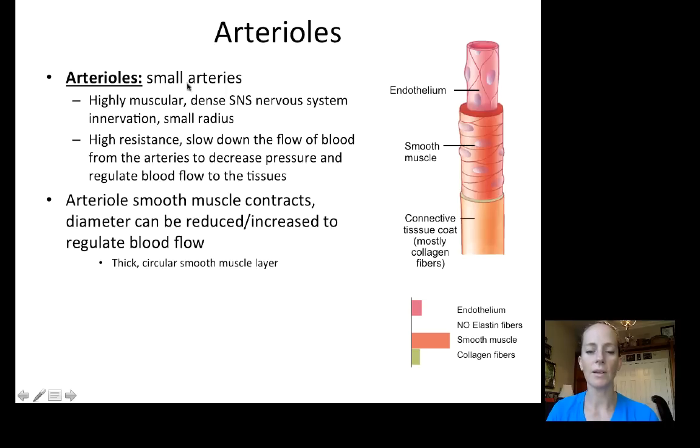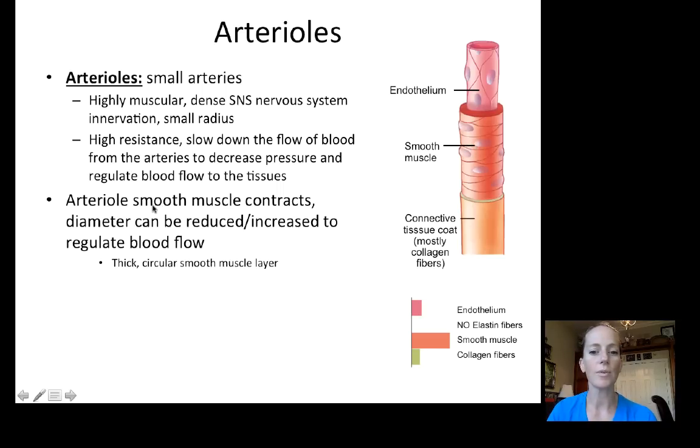From the arteries then we go into the smaller vessels away from the heart, and these are arterioles. Arterioles are highly muscular. They have very dense sympathetic nervous system innervation. So shown here, you can see that there is a lot of smooth muscle in the arterioles. They are very nicely rounded vessels with a smaller radius than the larger arteries. They do have a connective tissue layering, but they do not have any elastic fibers like you see in the large arteries. So they are primarily smooth muscle.